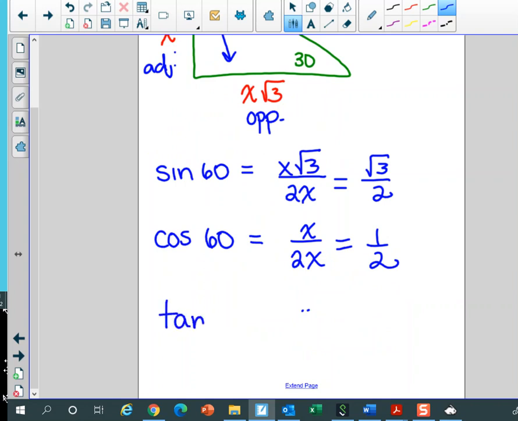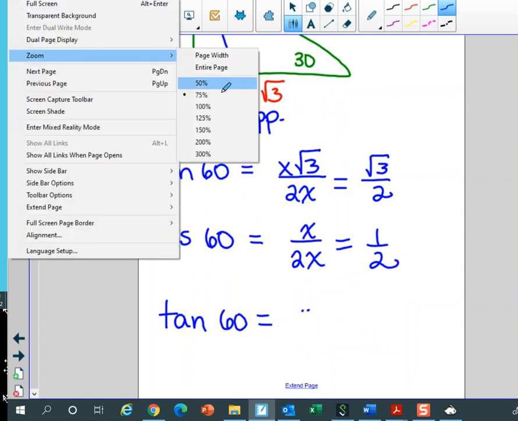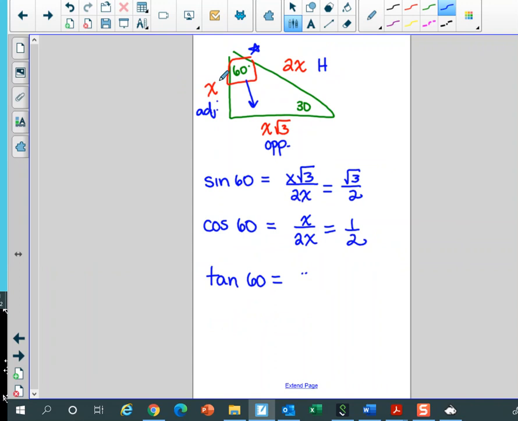And then the tangent of 60, let's shrink that down a little bit. If I do opposite over adjacent focused on the 60, it gets me just square root of 3, or square root of 3 over 1 if you want to think about it like that.